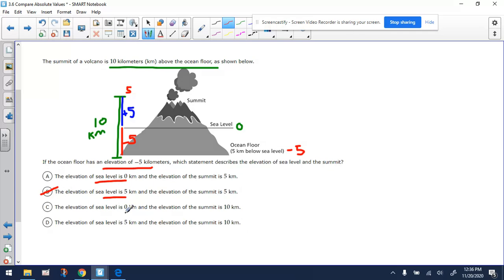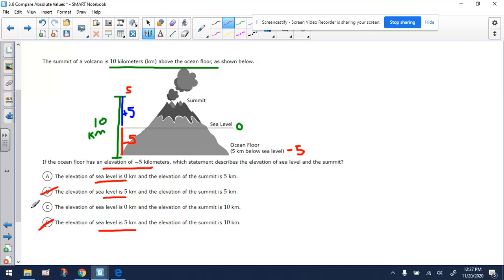C, the elevation of sea level is 0 and the elevation of the summit is 10. So the elevation of sea level, this part's right, but the elevation of the summit is 10. That would be true if this didn't say this. If this just said the summit of the volcano is 10 kilometers above sea level, then that would be one that we would consider. But in this situation, they're talking about this being 10 kilometers above the ocean floor. So that's this distance here. So let's come back to that one. If we read choice D, it says the elevation of sea level is 5 kilometers. Now that's definitely wrong just because we know sea level to be 0. So that's off the table.